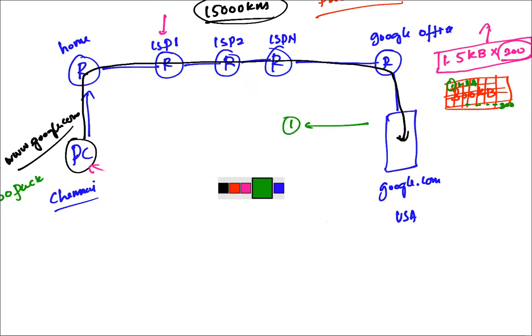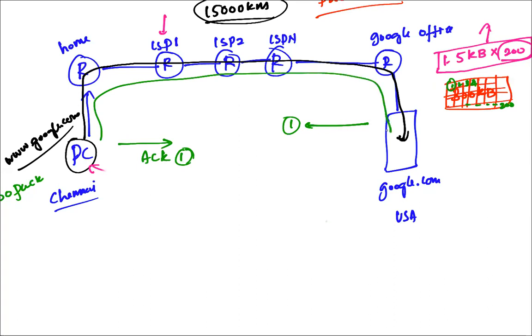Now what happens is the server sends packet number 1. Once packet number 1 reaches the PC, the PC will have to acknowledge. Acknowledge means, like wherever you purchase, they give a bill. That's an acknowledgement. The same way, the PC says, hey server, thanks for packet number 1, I received it. This acknowledgement will come back and reach the server.